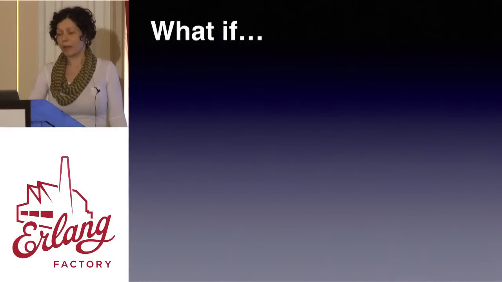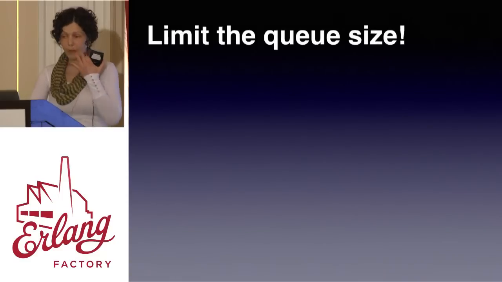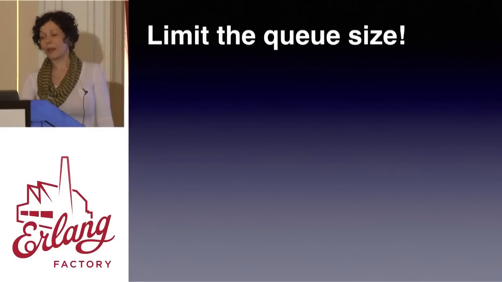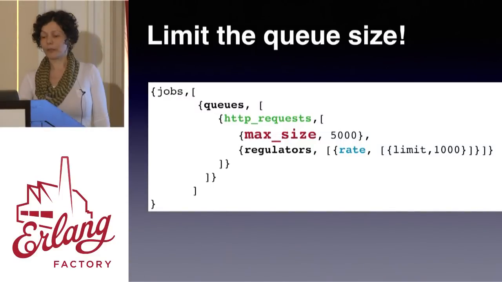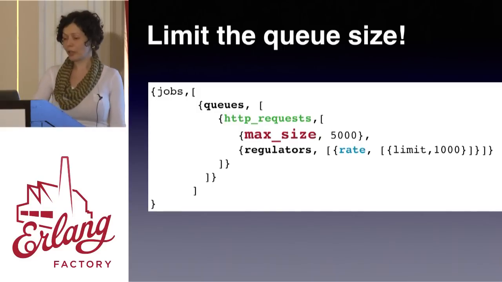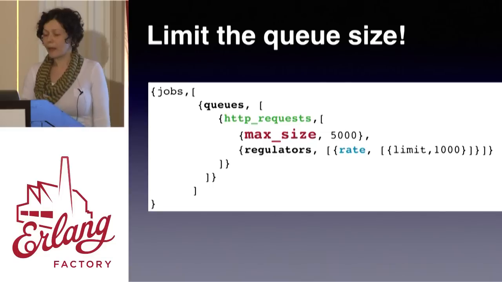So what do we do about that? Limit the queue size. This is how we do it in the jobs configuration. Our HTTP request queue will have a max size of 5,000. It's an arbitrary number I just came up with.